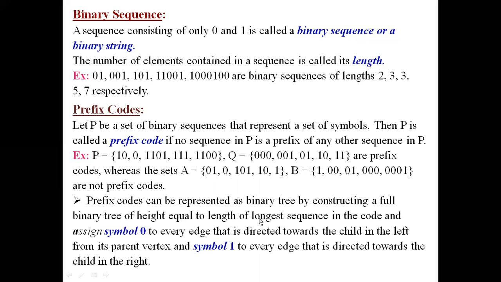Next, prefix codes can be represented as a binary tree by constructing a full binary tree of height equal to the length of the longest sequence in the code, and assigning symbol 0 to every edge that is directed towards the child on the left from its parent, and symbol 1 to every edge directed towards the child on the right. So the prefix code can be represented in the form of a binary tree, and we assign zeros to the left child and ones to the right child.